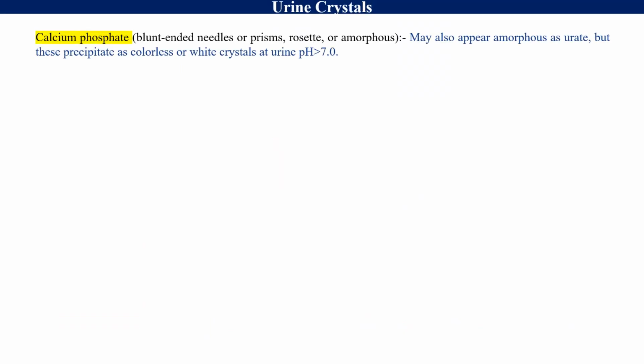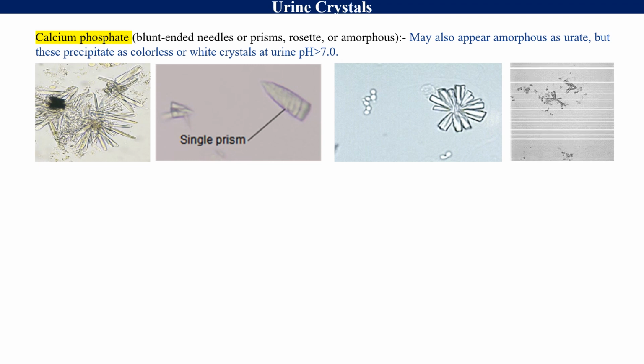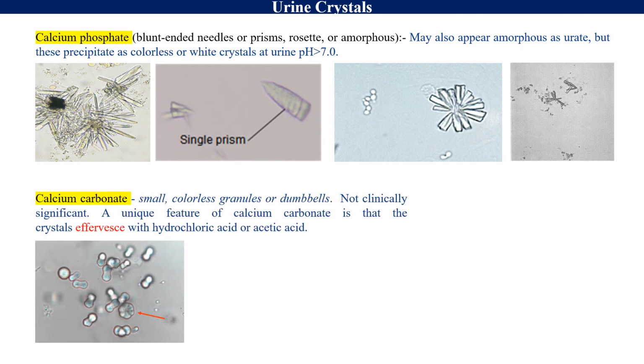Calcium phosphates precipitate as blunt-ended needles or single prisms, rosettes, or amorphous. Calcium phosphates precipitate at urine pH greater than 7. Calcium carbonate crystallizes as small, colorless granules or dumbbell-shaped crystals. The presence of calcium carbonate in the urine is not uncommon and is typically not clinically significant.